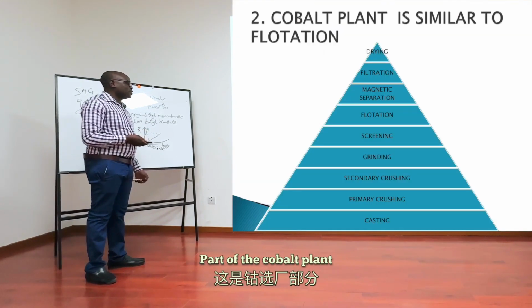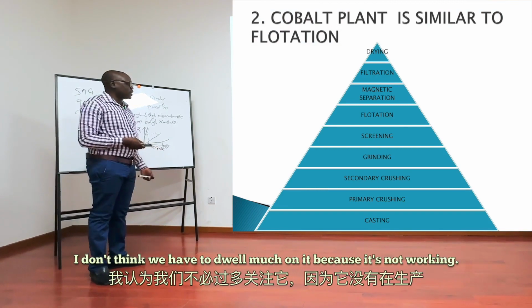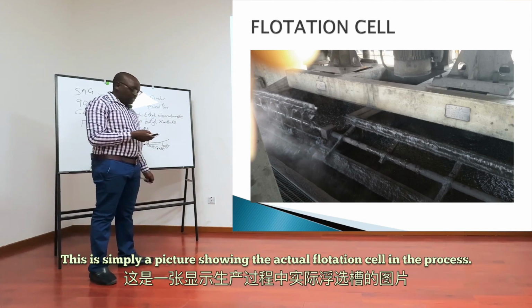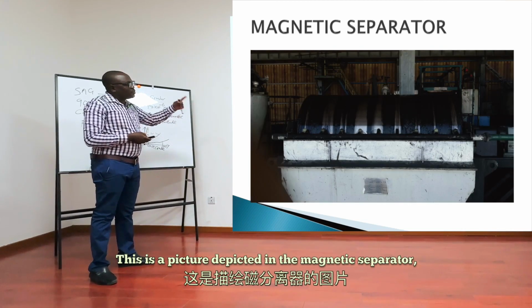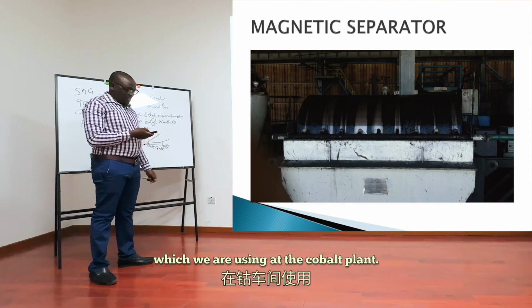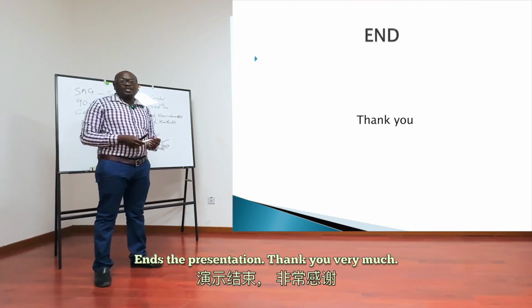It's part of the cobalt plant, but I don't think we have to do much on it because it's not working. This is simply a picture showing the actual flotation cell in the process. This is a picture depicting the magnetic separator which we were using at the cobalt plant. That ends the presentation. Thank you very much.